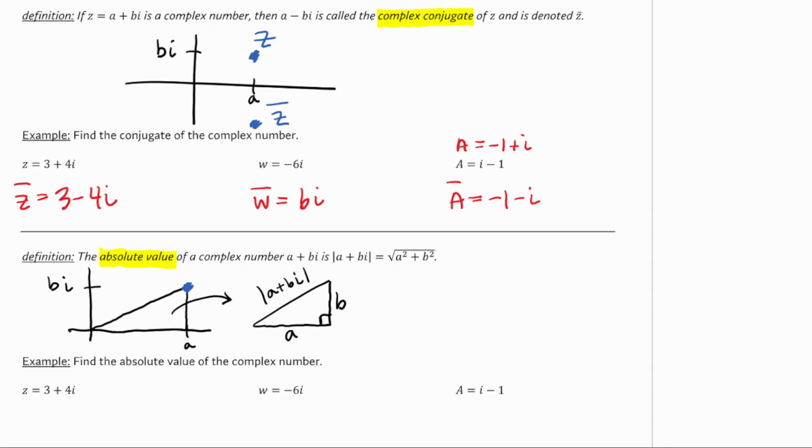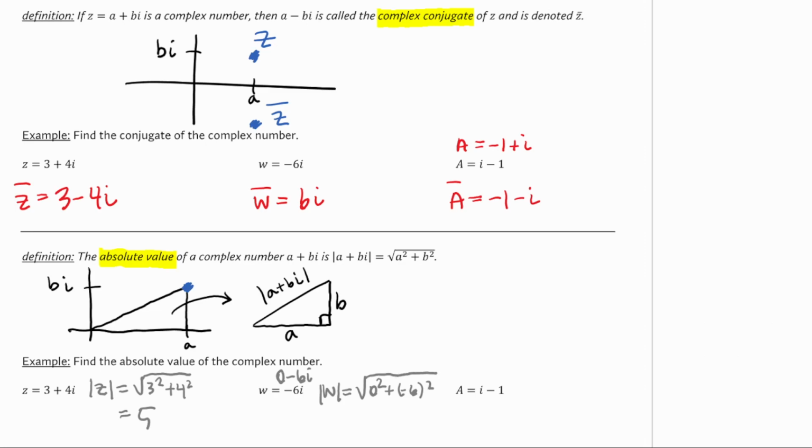So the length of z, or the absolute value of z, not z bar, pardon me, is going to be the square root of 3 squared plus 4 squared. Or if you know your Pythagorean triples, that's a 3, 4, 5 triangle, so that length is 5. w equals negative 6i, so that's 0 minus 6i. So the absolute value of w equals the square root of 0 squared plus negative 6 squared.